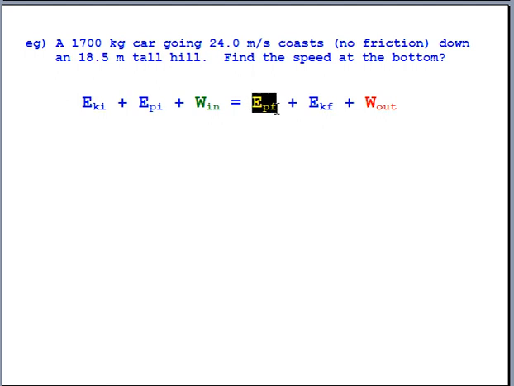In the end, we're at the bottom of the hill. We won't need that one. We're going to go really fast, and there's no friction, so we can throw that one away. And so this story involves only 3 terms when we actually go to do our math.